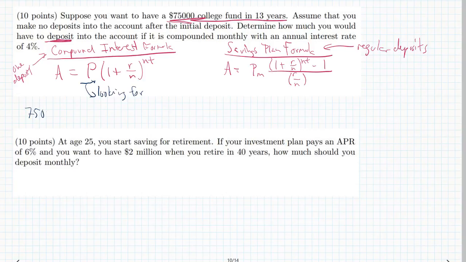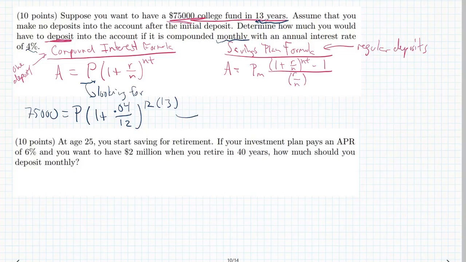We have 75,000 equals P times (1 plus our r value. What is that? Well, it's 4%. How often are we compounded? Compounded monthly, so that's 12 times a year, so 12. And then we want to have 13 years. You saw that up here. So 13 goes right there.